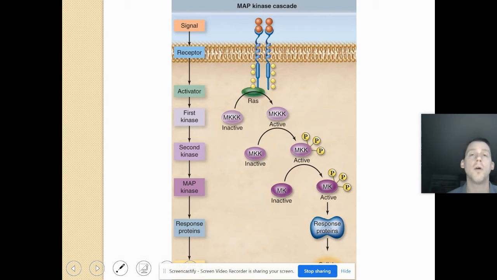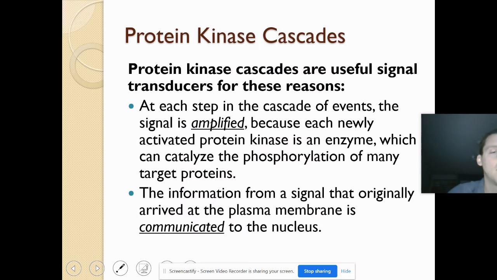Here we have another view of a cascade and amplification. Again, we have RAS activating a protein, activating another, and finally we have a response protein that's going to do something. So protein kinase cascades are useful because they amplify the signal at each step. Each newly activated protein kinase is an enzyme which can catalyze the phosphorylation of many target proteins. The information from a signal that originally arrived is communicated to the nucleus, if that is the intended target.